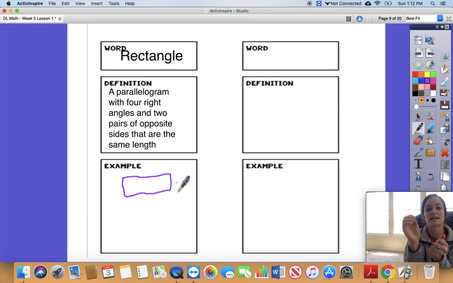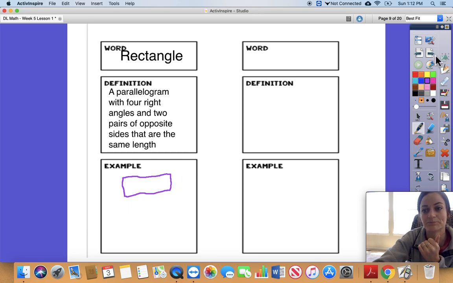Okay, so a rectangle has 3 rules that make it a rectangle. It's a parallelogram, okay, so that means it has 2 sets of parallel sides. It's a quadrilateral, right, because it has 4 sides: 1, 2, 3, 4. And what makes it a rectangle is that it has 4 right angles. So that's a lot of rules, right? That's a lot to remember.